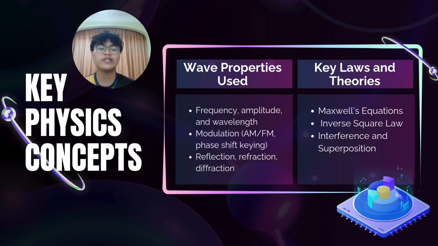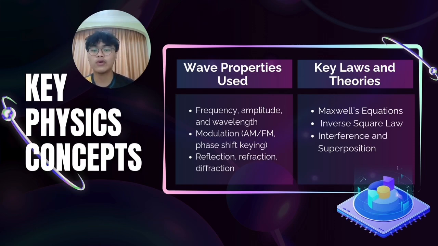Then we have physical effects like reflection, refraction, and diffraction. When a signal hits a building, it's reflected. Sometimes this causes a signal to bounce and reach the phone from a different path. Refraction is when a wave bends as it moves through layers like the atmosphere, and diffraction helps waves bend around obstacles, like turning a corner and still having signal.